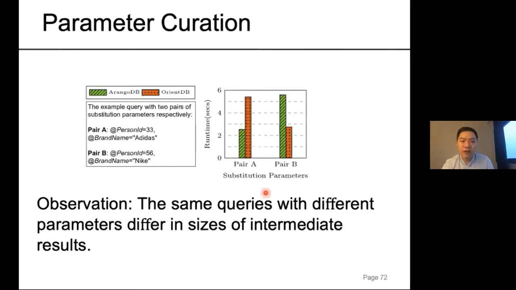So we found this is because the query with pair A will involve relatively larger intermediate results of JSON, while the query with pair B involves a larger size of graph. So this will result in different benchmarking results. So the question arises: can we devise an efficient and transparent method to control the query parameters?